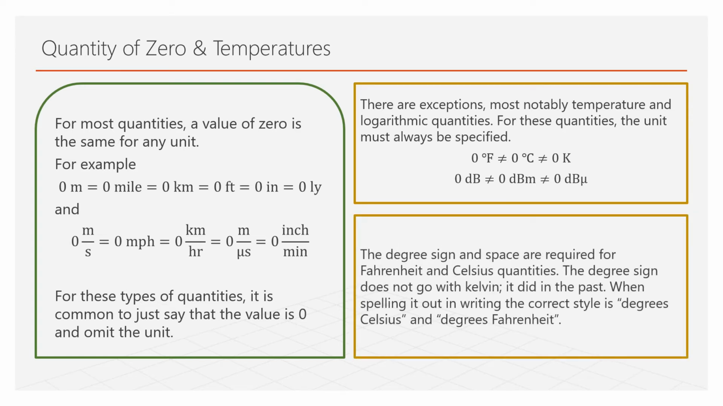The degree sign and space are required for Fahrenheit and Celsius quantities. The degree sign does not go with Kelvin, although it did in the past. When spelling it out in writing, the correct style is degrees Celsius and degrees Fahrenheit, as shown on the screen.